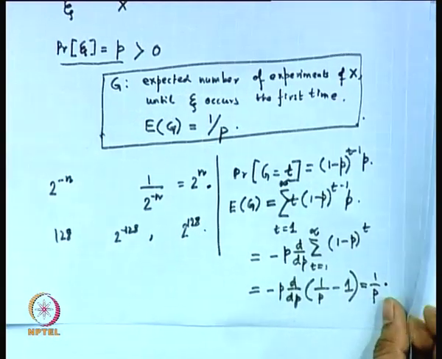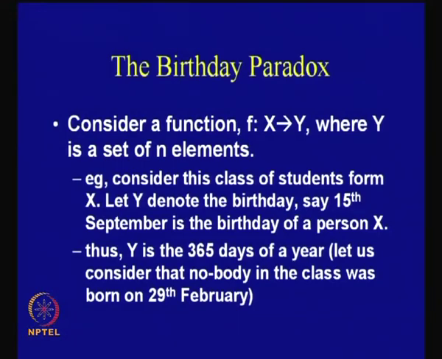Okay, so then we come to the next important concept in today's class, which is called the birthday paradox. And the birthday paradox is again quite central to the idea of analysis of ciphers. So consider a function f, which is a mapping from x to y, where y is a set of n elements, and consider that this class of students forms x. That is, let y denote the birthday. Say 15th September is the birthday of a person x.